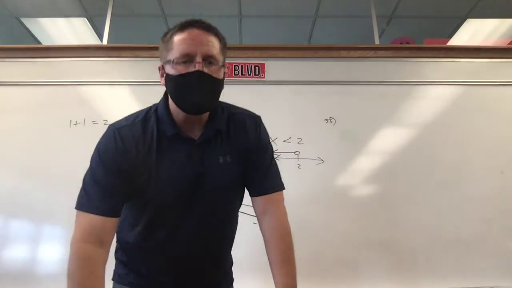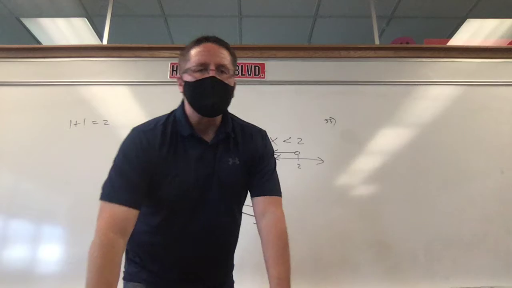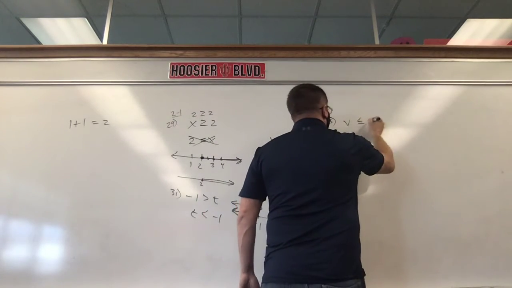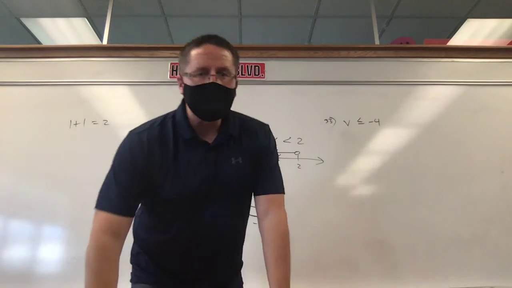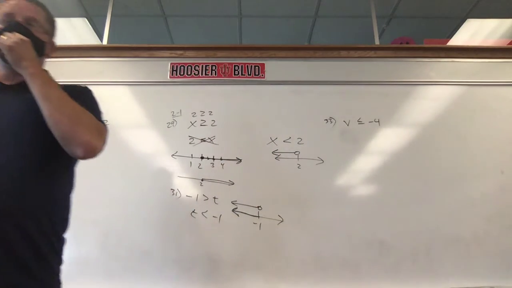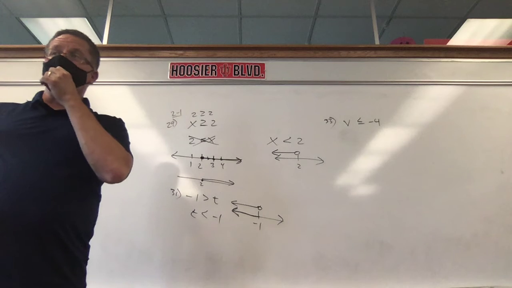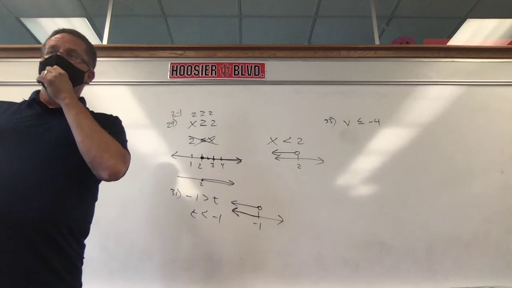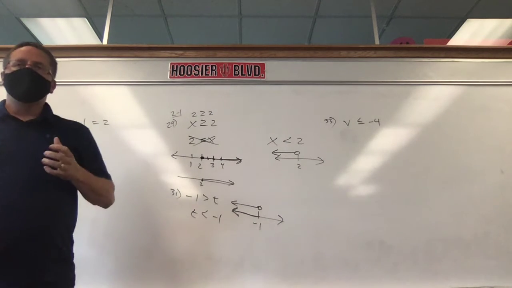Okay, number 33. We have V, where are we at? V is less than or equal to -4. Okay. Again, I want to make sure we're going to start with baby steps here. Is that an inequality? No. Why? Well, you said no and yes. Which is it? It is or isn't? It is. Why? Because it has the inequality symbol.